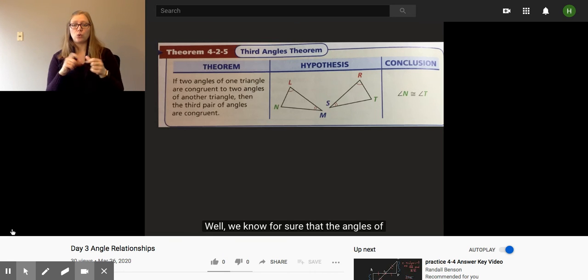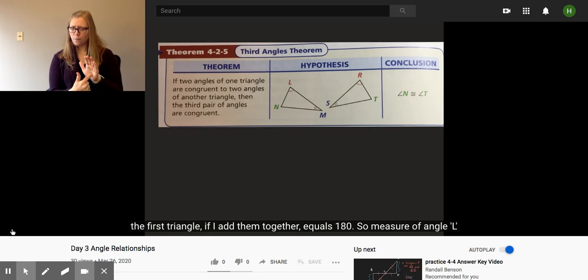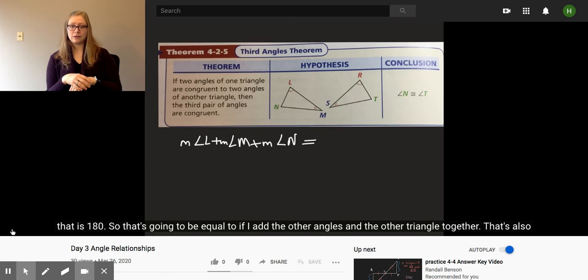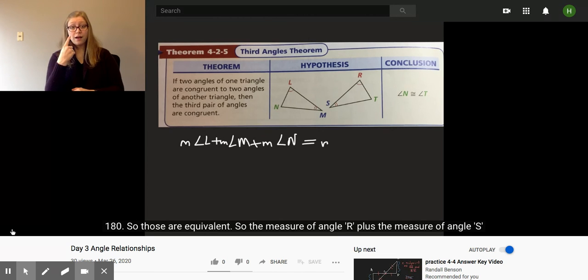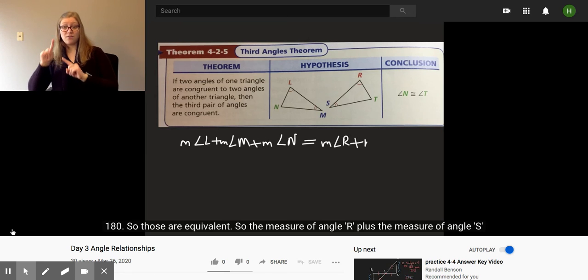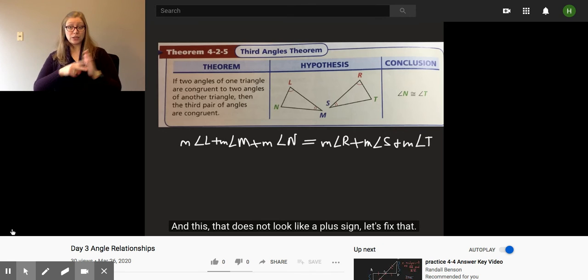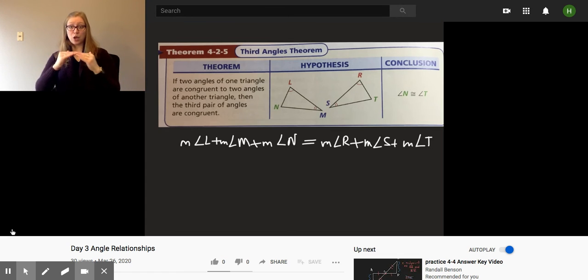Well, we know for sure that the angles of the first triangle, if I add them together, equals 180. So the measure of angle L plus the measure of angle M plus the measure of angle N is 180. That's going to be equal to the other angles in the other triangle added together, which is also 180. So those are equivalent. So the measure of angle R plus the measure of angle S plus the measure of angle T. And this does not look like a plus sign. Let's fix that. All right.